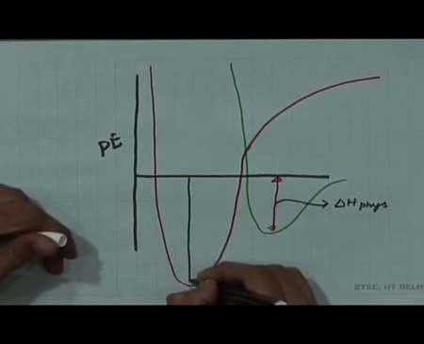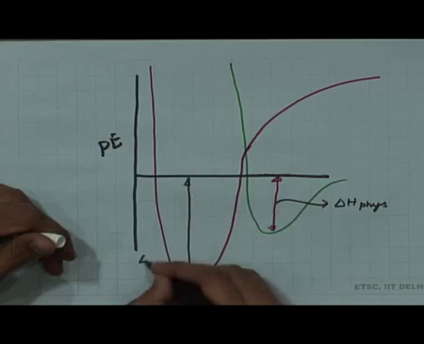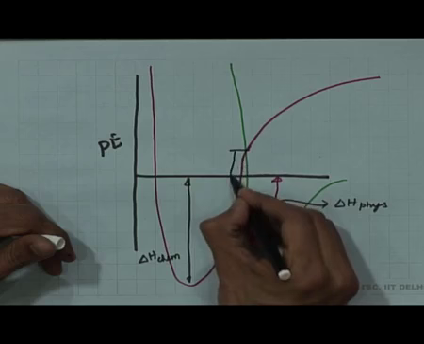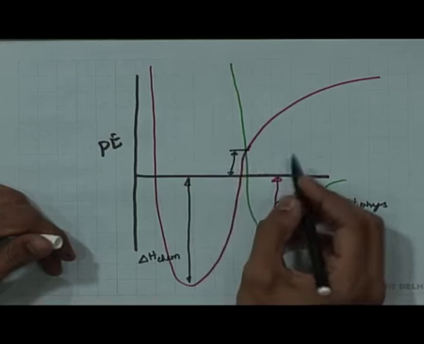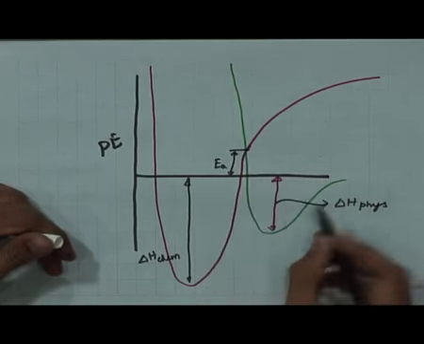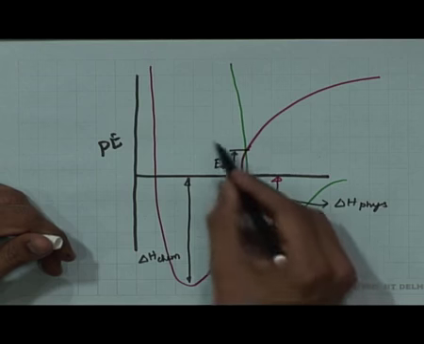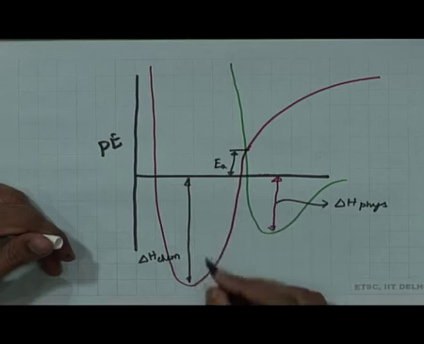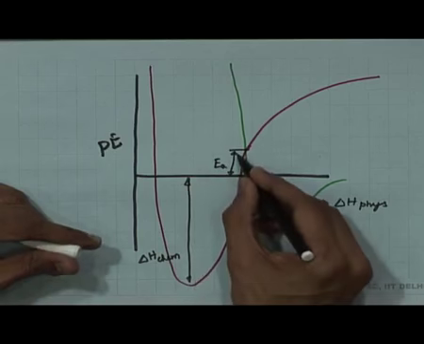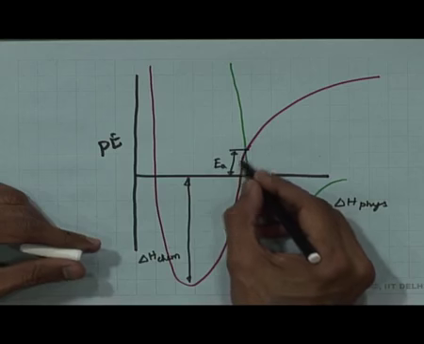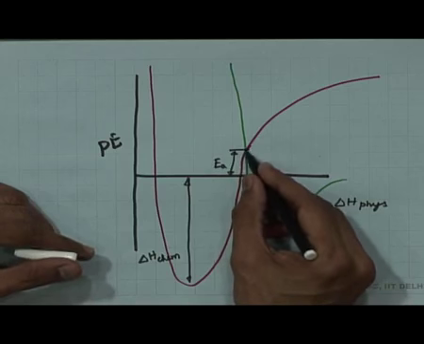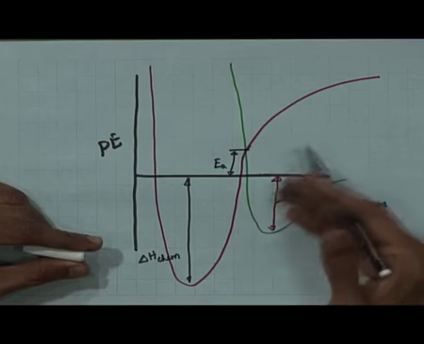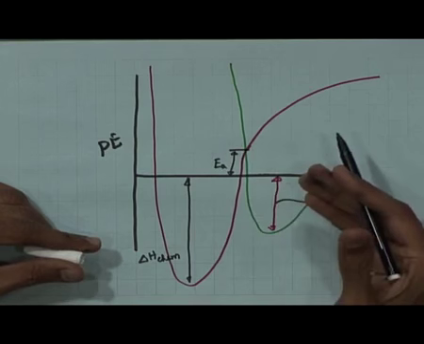This is the delta H of chemisorption, and this thing here is the energy of activation to go from the physisorbed state to the chemisorbed state. Okay? This is the energy of activation, which means that because there is an energy of activation, what you are going to see is that as you raise the temperature, the rates of chemisorption become much higher.